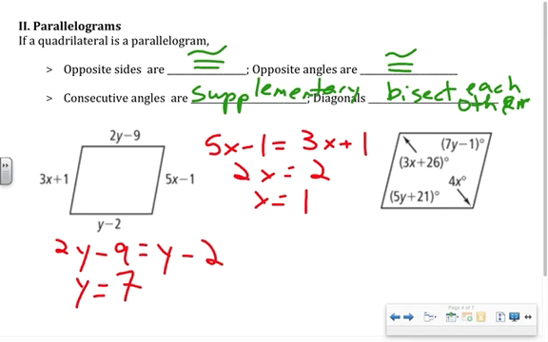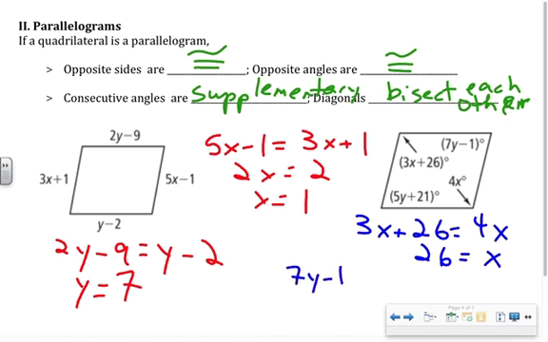Okay, so in this one, like I said, these opposite angles are congruent. And all I have to do is subtract 3x from both sides, and 26 equals x. And then for y, same idea.